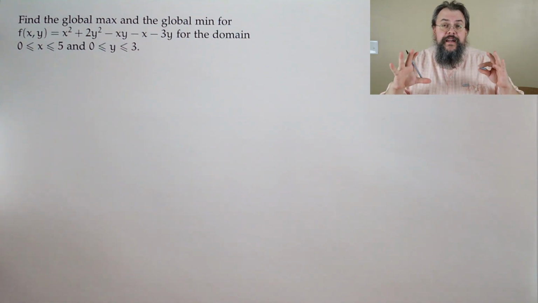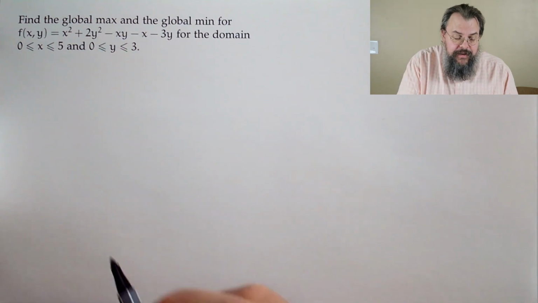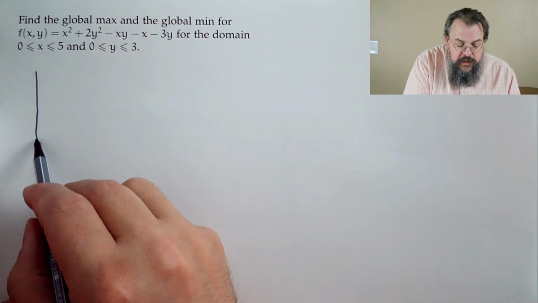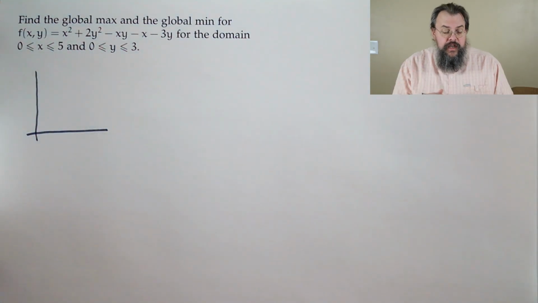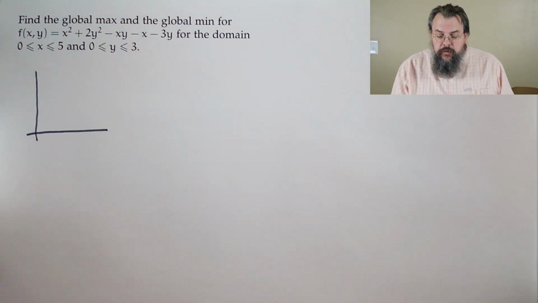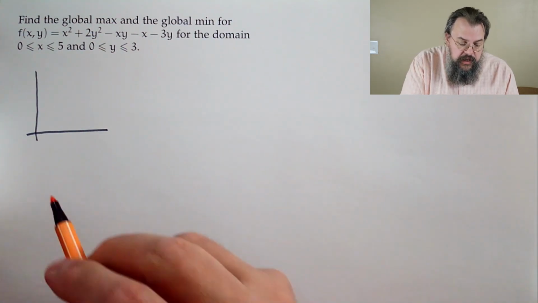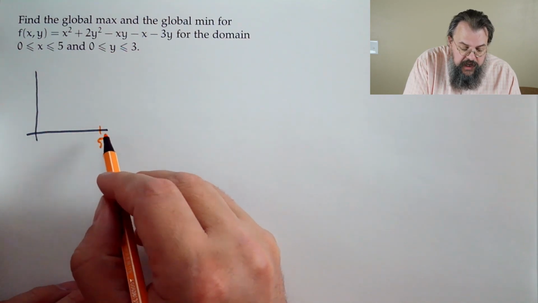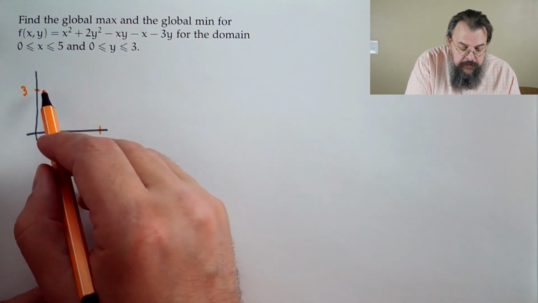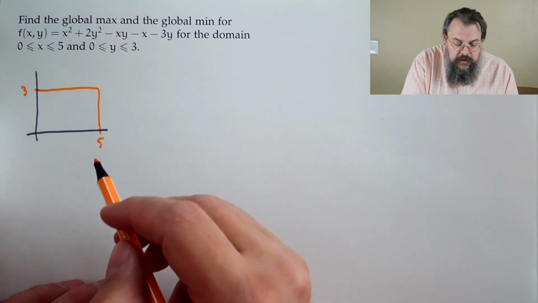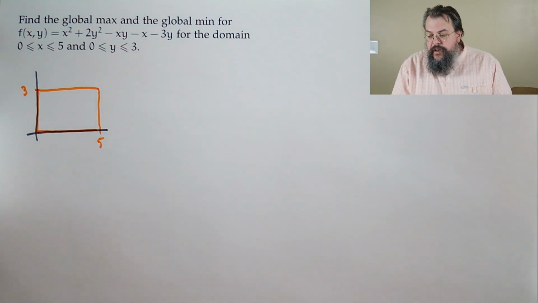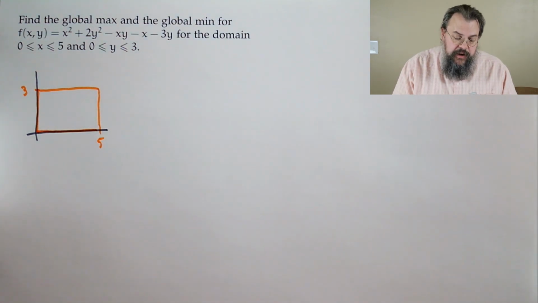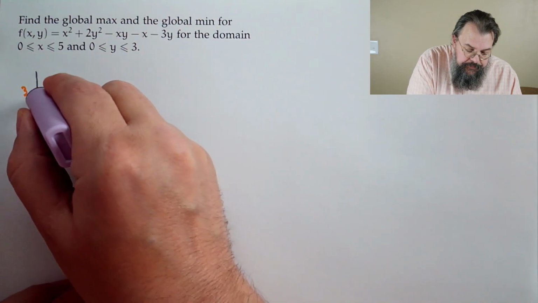Well, let's start by getting an idea of what our domain looks like. So it's in the plane, because we have two inputs, so it's a two-dimensional thing. And we're told x goes from 0 to 5, and y goes 0 to 3. Okay, so here we'll mark 5, here we'll mark 3, and so our domain, it's a nice rectangle. Great, good. And of course, it's not just the boundary, it's the whole thing.